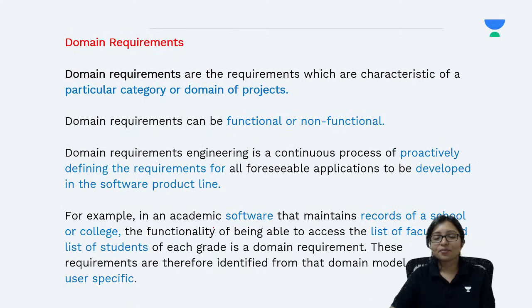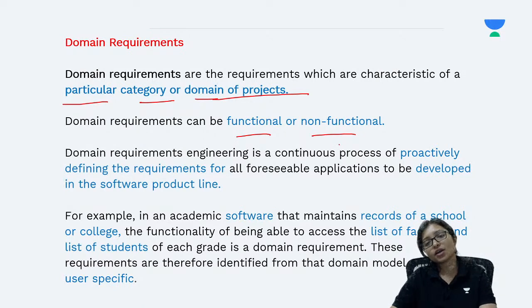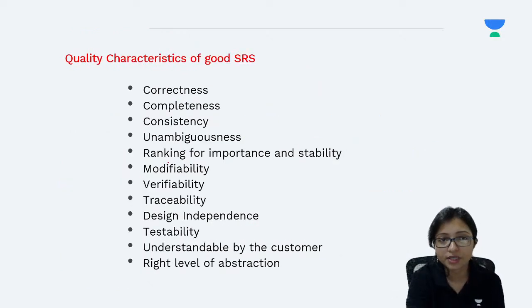The domain requirement is the particular category or the domain of the project. Domain requirement can be functional also, non-functional also. Like what type of developer will be now needed, how many developers will be needed, what will be the quality of the things and all this domain. Domain requirement, it can protect the defined requirement and all. So this is the domain requirement.